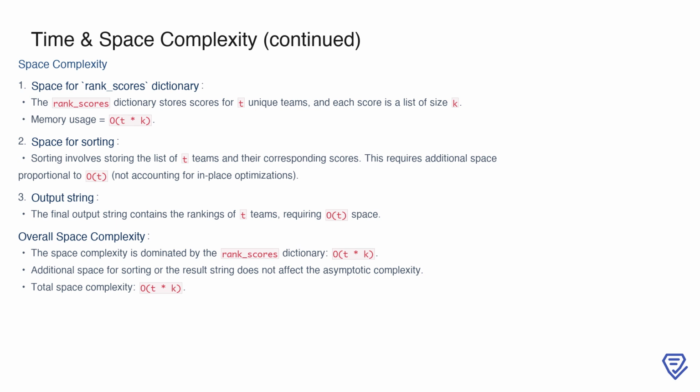When we combine all these factors, the dominant term in the space complexity is the memory used by the rank_scores dictionary, resulting in an overall space complexity of T*k. The additional space required for sorting or the result string does not change the asymptotic complexity.